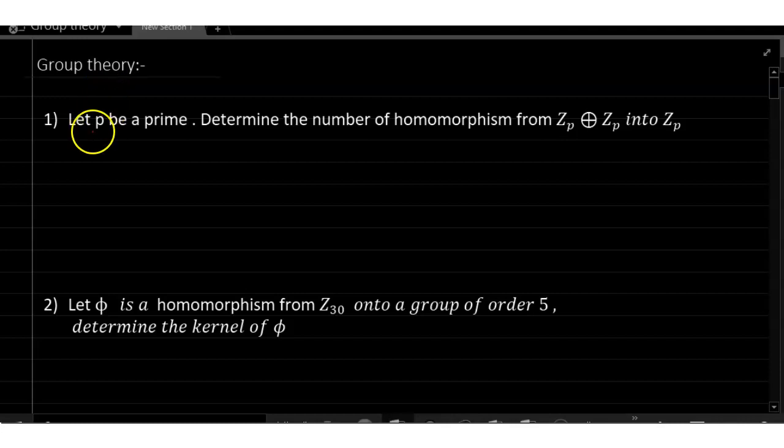Today's discussion is group theory. Let p be a prime. Determine the number of homomorphisms from Zp plus Zp into Zp.